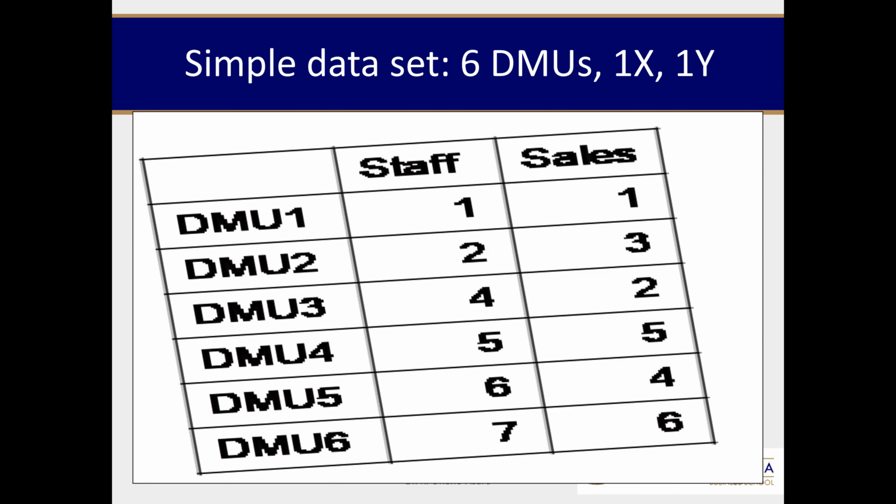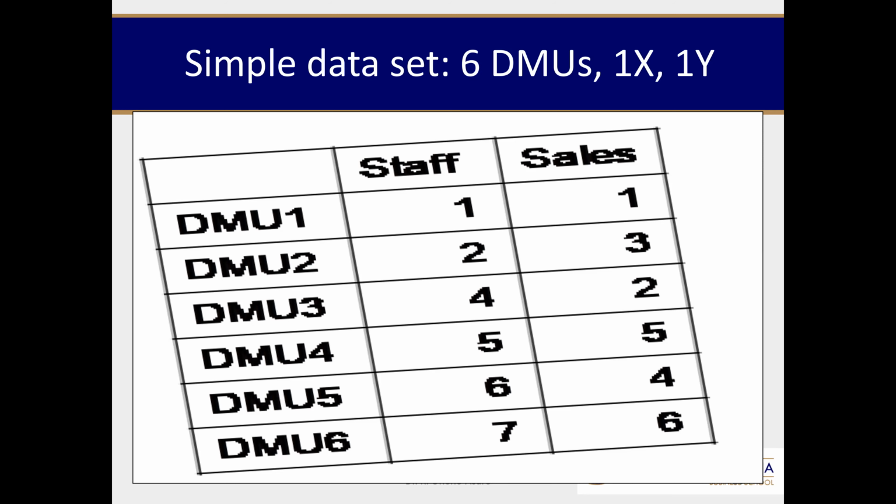DMU3 is using 4 staff to produce 2 sales. So in reality, when you look at DMU3 and DMU1, DMU3 is not doing too good, because if DMU1 is using one staff to get 1 sales, then DMU3 should have been using 2 staff to get 2 sales, but it is rather using 4 to get 2 sales.